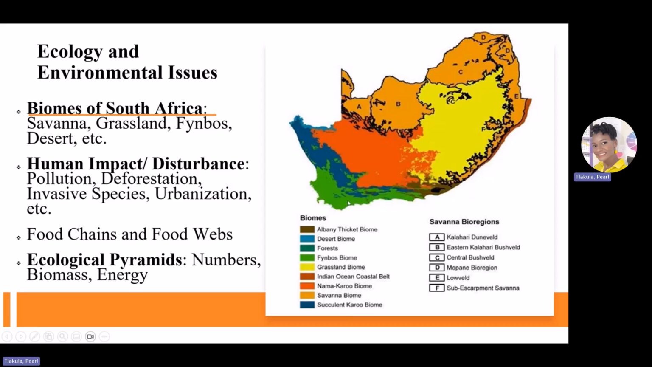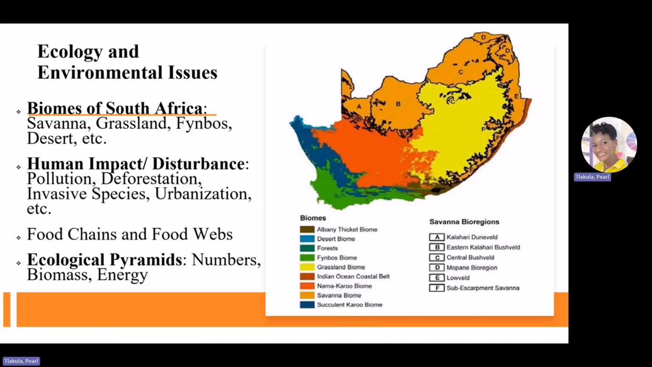These are very important for us to know, because if we know about them, we will be careful of the human impact and the disturbances that we cause, like pollution of the environment, deforestation, the bringing in of invasive species, urbanization, and etc. So this also adds value in the food chain and the food web system.